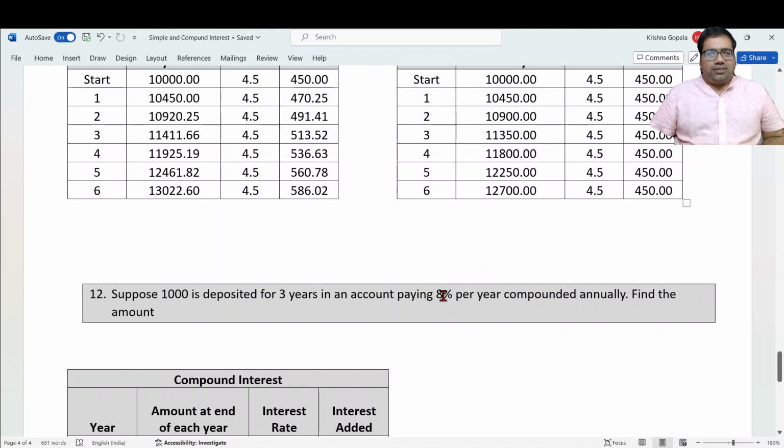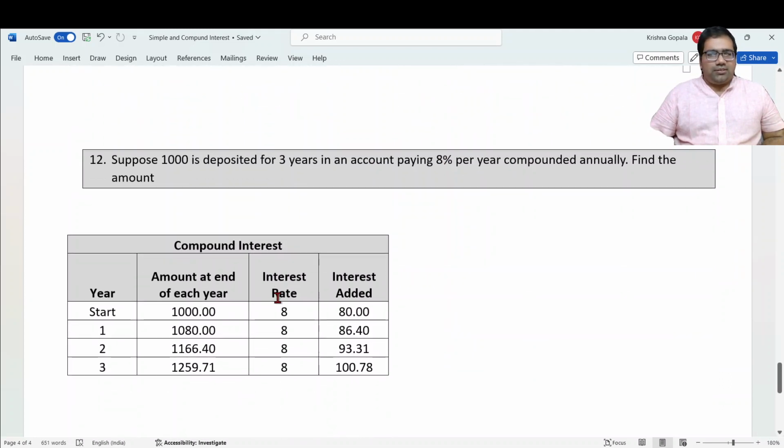Find the amount. That means 8% per year, three times that we have to do. One option is like this. Calculate 8% first year, 80, then 1,080. Then second year, 8% of 1,080, which is 86.4, so 1,080 plus 86.4 is 1166.4.